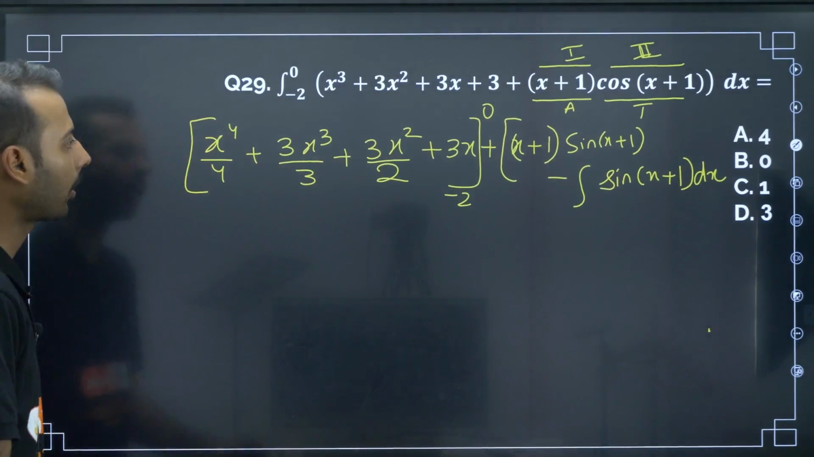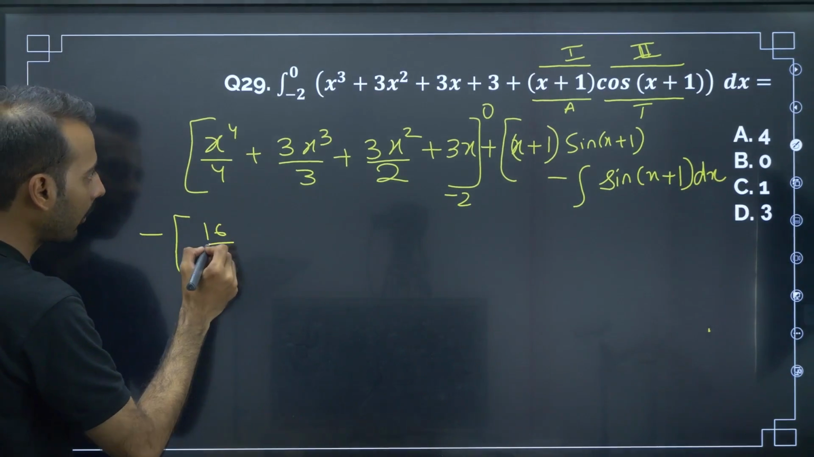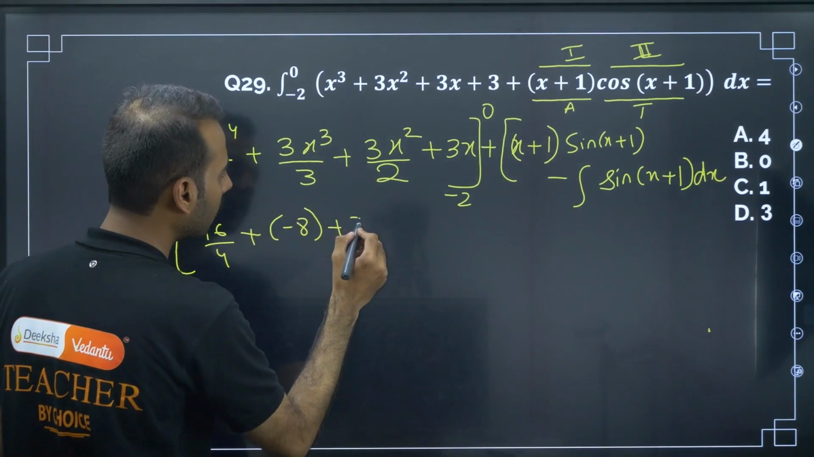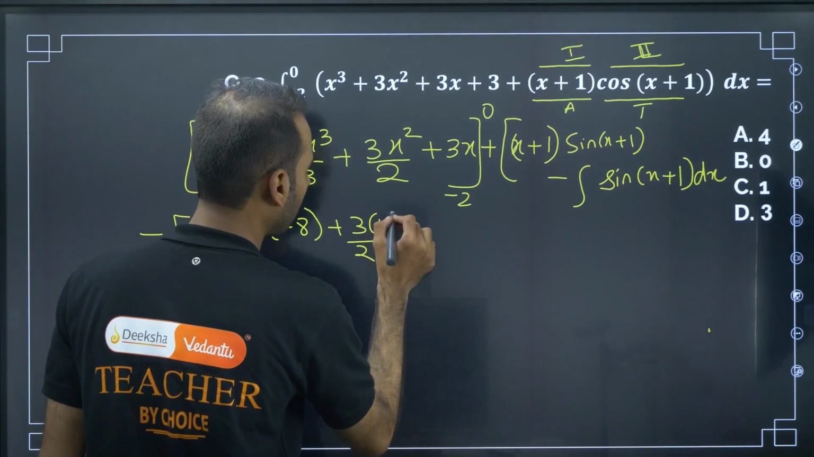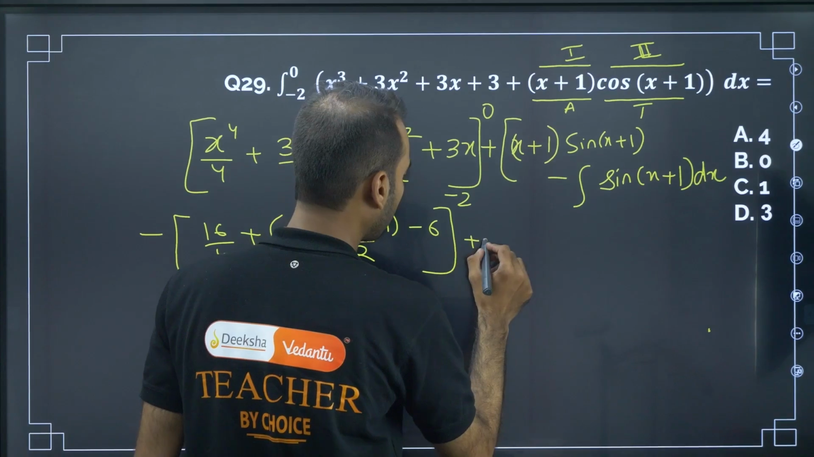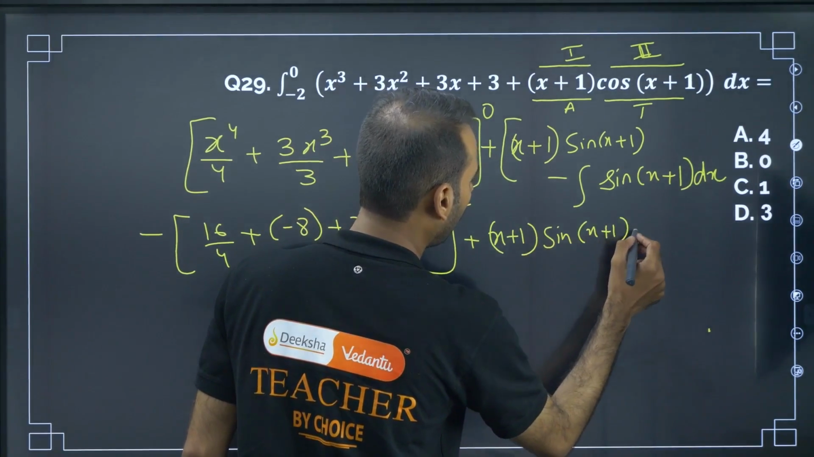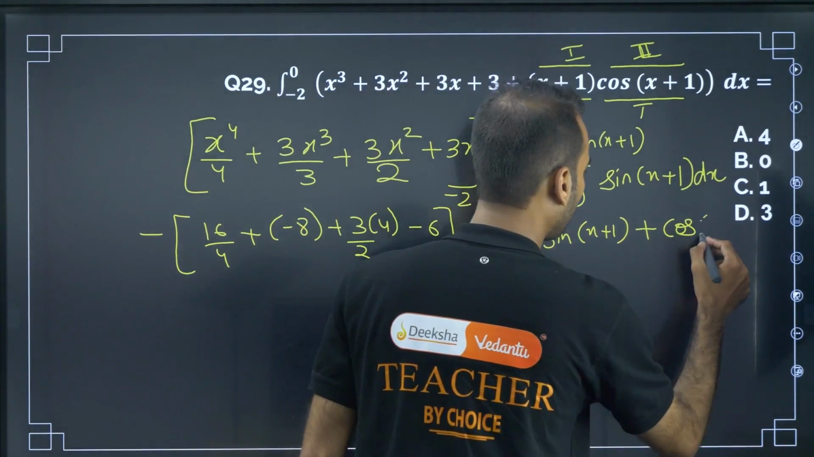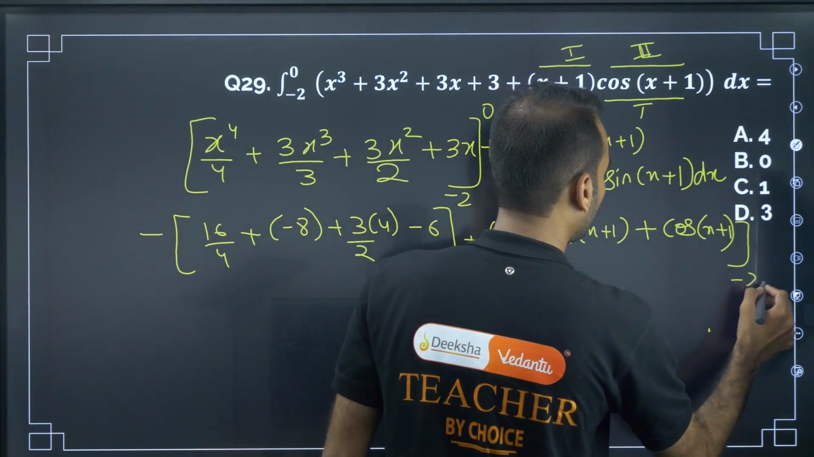If I go for substitution of upper limit, all 0, minus, now here if I substitute minus 2, 16 by 4 plus minus 2 is, this is minus 8 plus 3 by 2. In place of x square, let me write 4 minus 6. This is for lower, this part is done, plus x plus 1 sine of x plus 1 minus integration, minus this becomes plus, integration of sine is x plus 1 from minus 2 to 0.